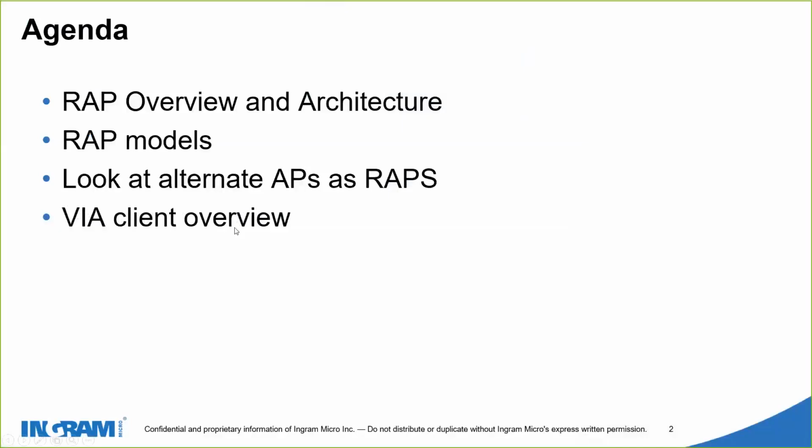So for our agenda today, we're going to really talk a lot about the RAP, or the remote access point. We'll talk about an overview of what these are. We'll talk about specific RAP models and some alternatives to those access points that you can still deploy in RAP mode. Then we're going to talk a little bit about the VIA client, which is a VPN solution that Aruba has, and we'll go over the licensing and everything on how that's purchased, as well as how you would want to deploy it and so on.